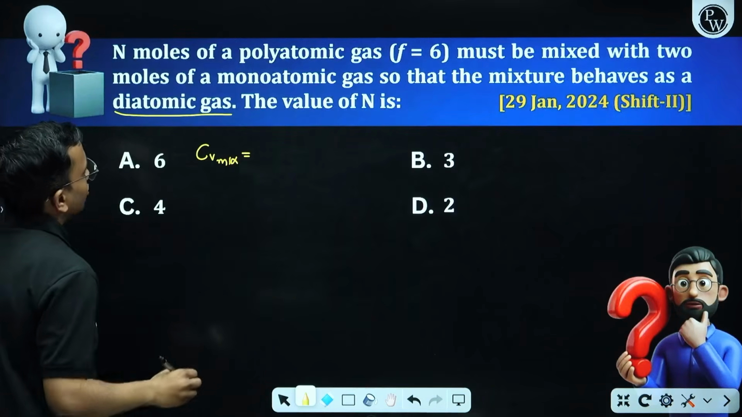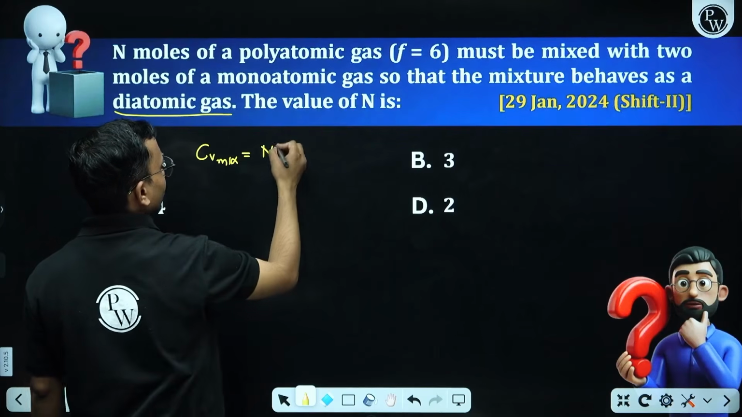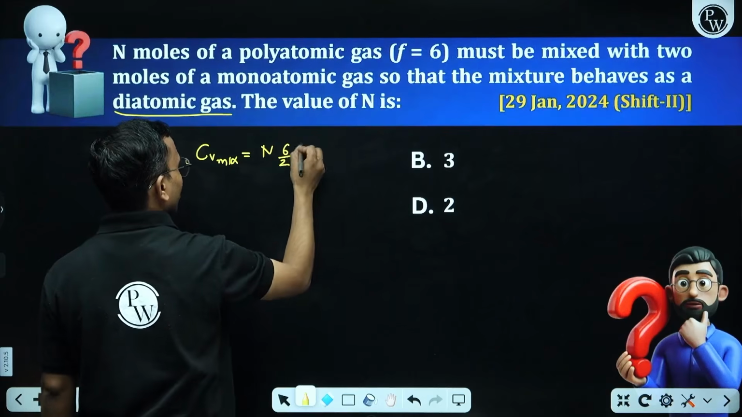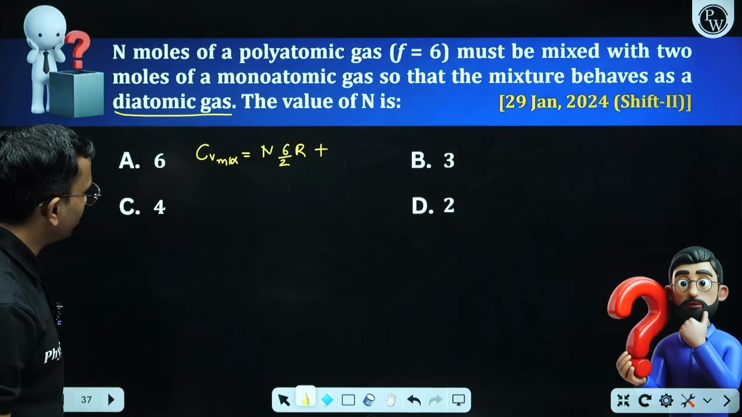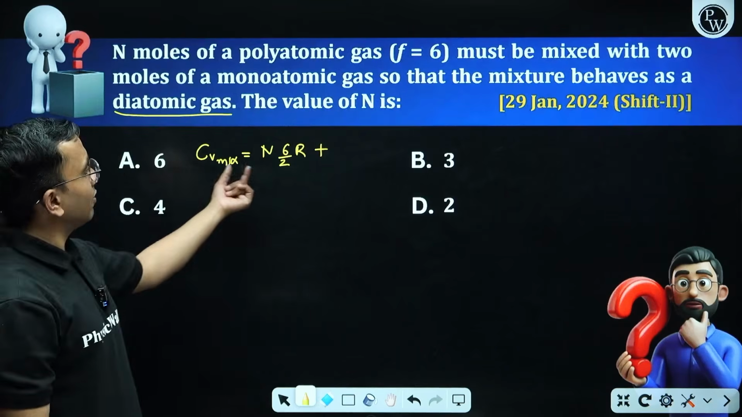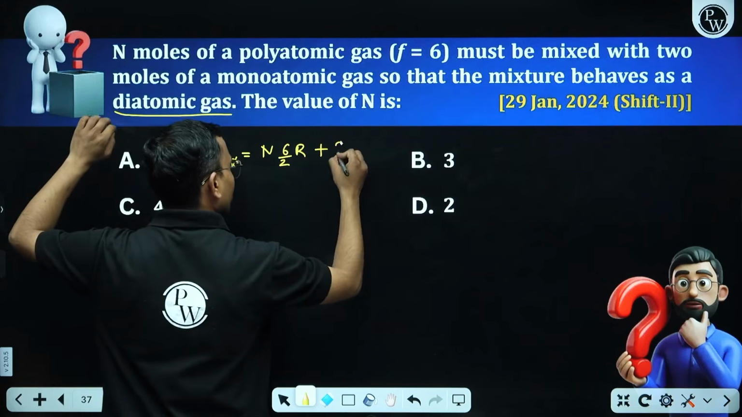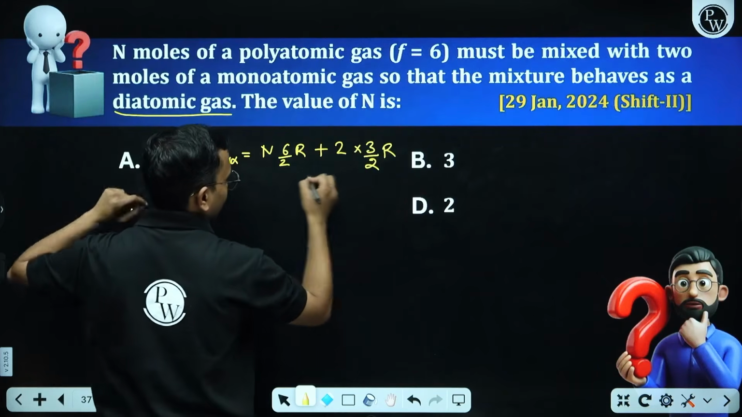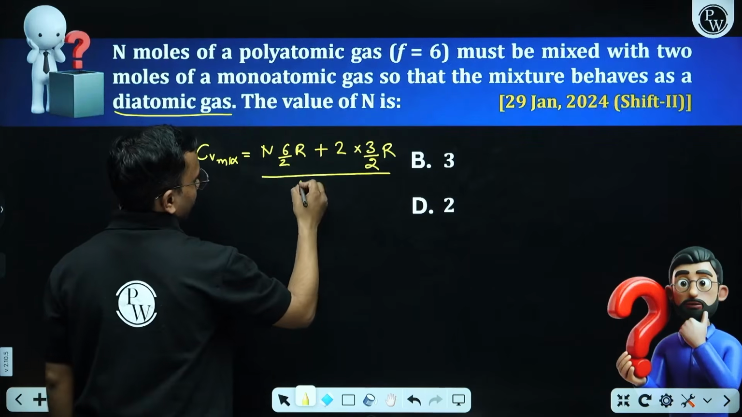So that is equal to N1 into CV1, N1 is N into CV1, degree of freedom is 6, so F by 2, 6 by 2 into R, plus N1 into CV1, plus mixed with 2 moles of monatomic, so 2 into monatomic, monatomic means 3 degrees of freedom, divided by total number of moles, so that is N plus 2.